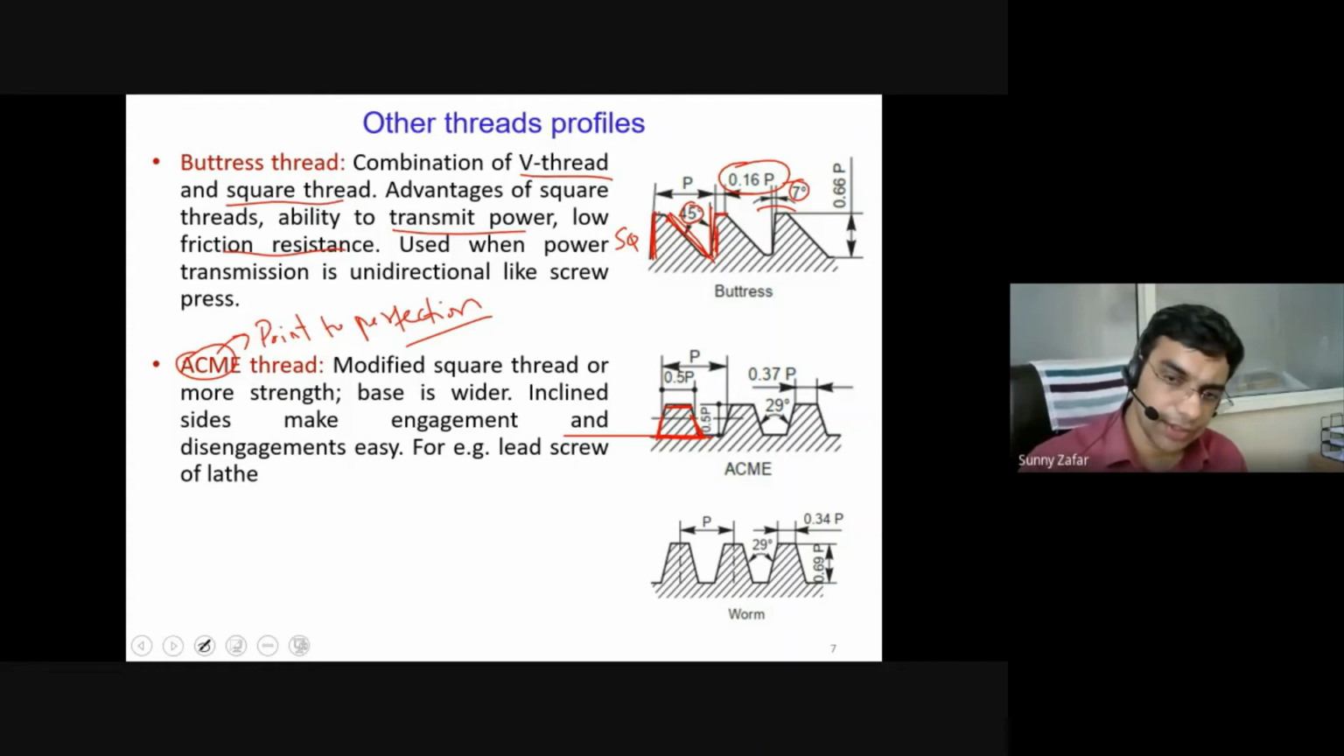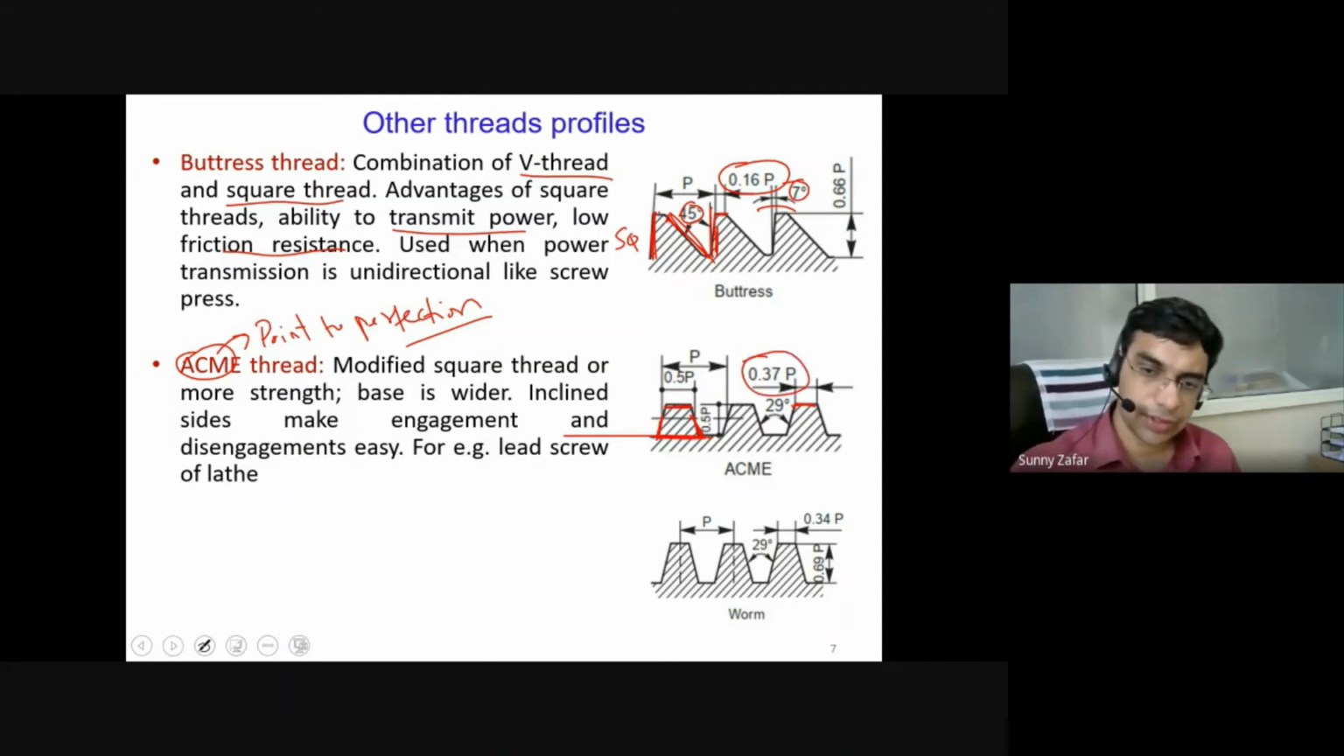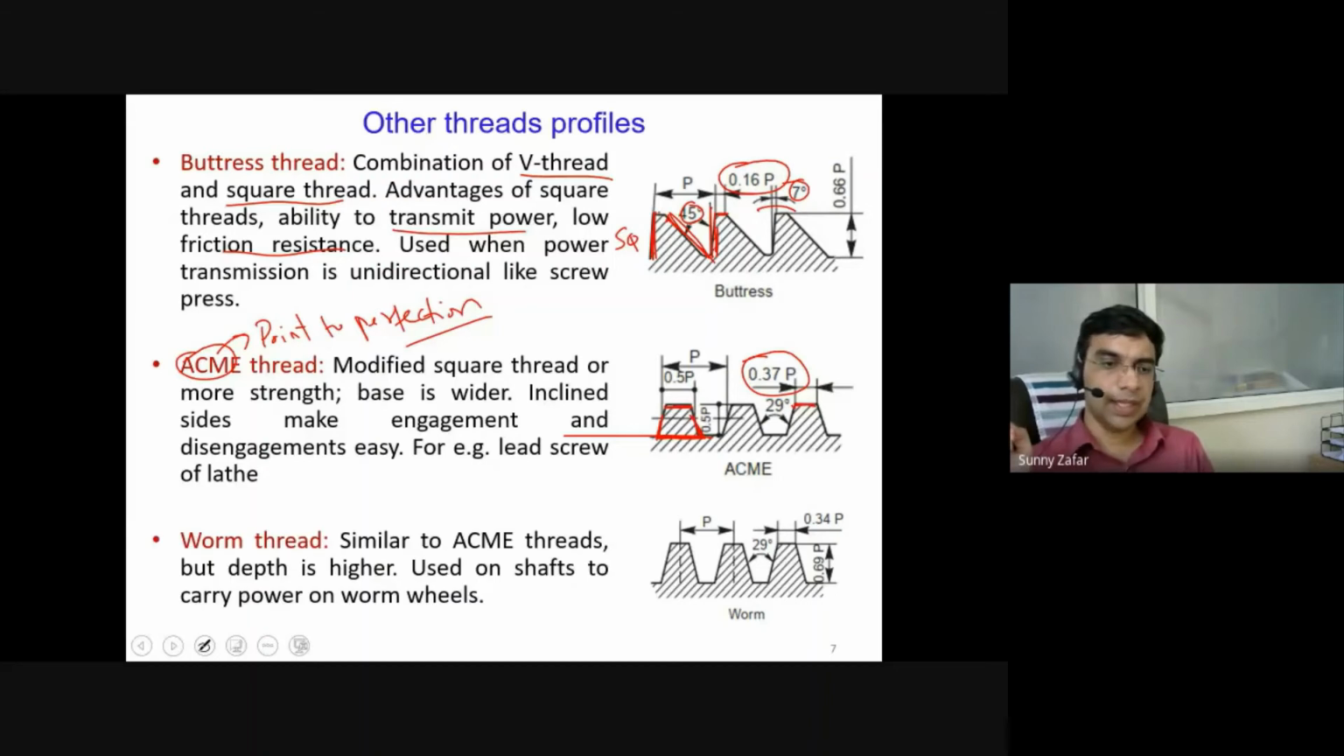Of course, other dimensions of this thread, for example, the width of the crest is 0.37 times the pitch. And the depth is 0.5 times, and the base is also 0.5 times the pitch. Next is basically the worm thread. So worm wheel or worm thread is again used in similar scenarios as the Acme threads, but the depth in this case is higher.